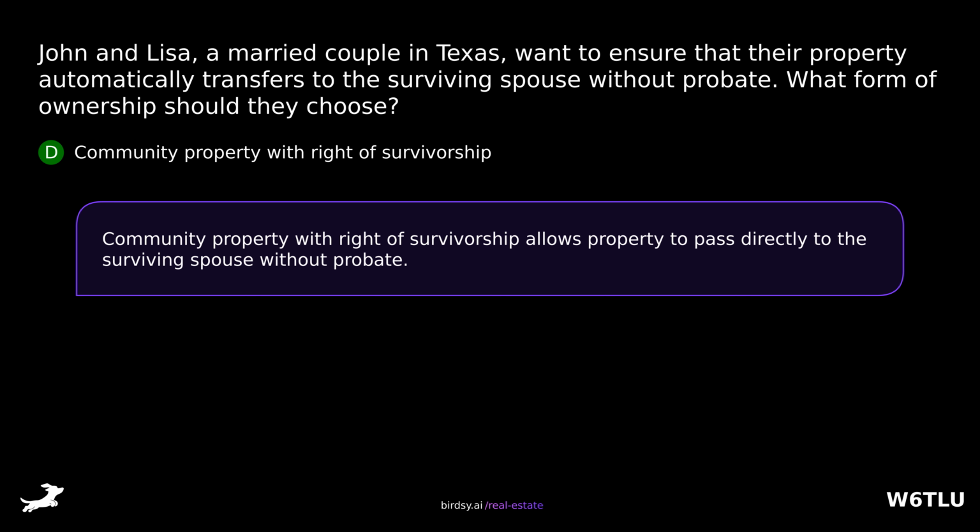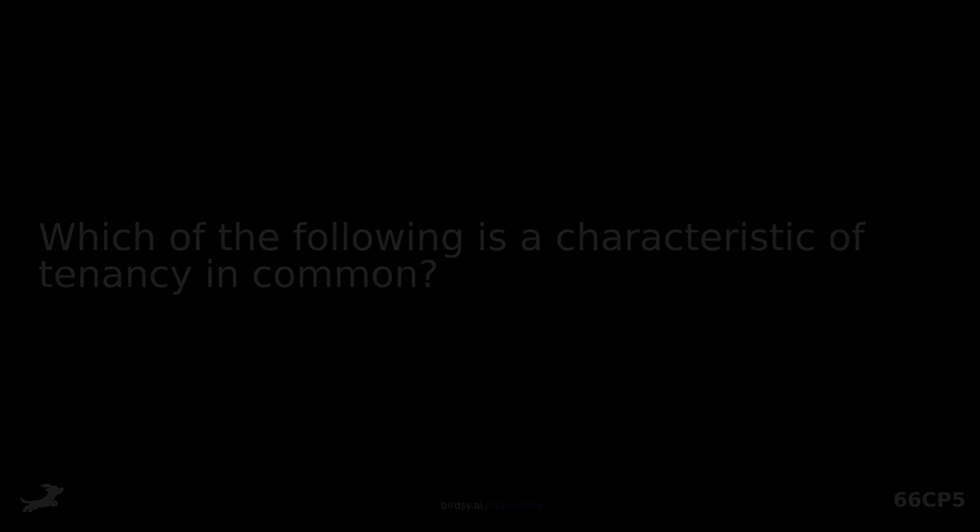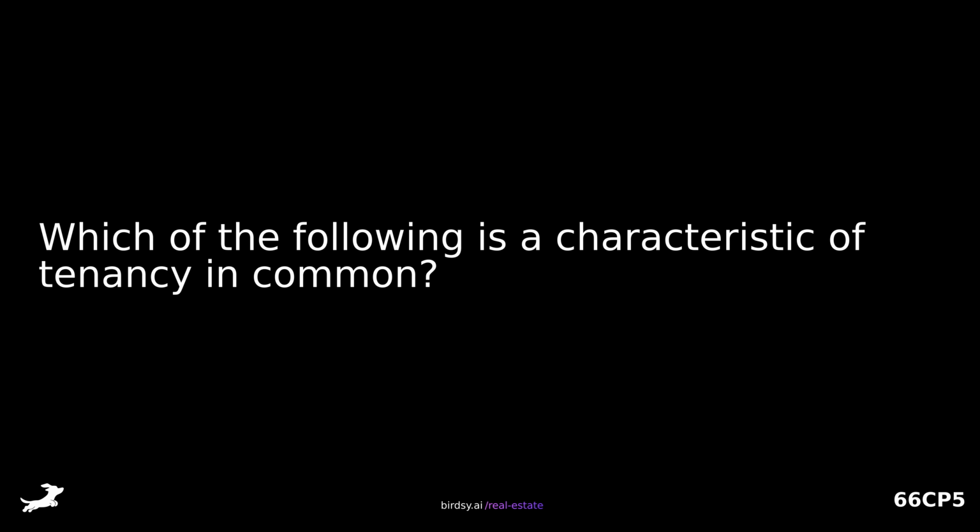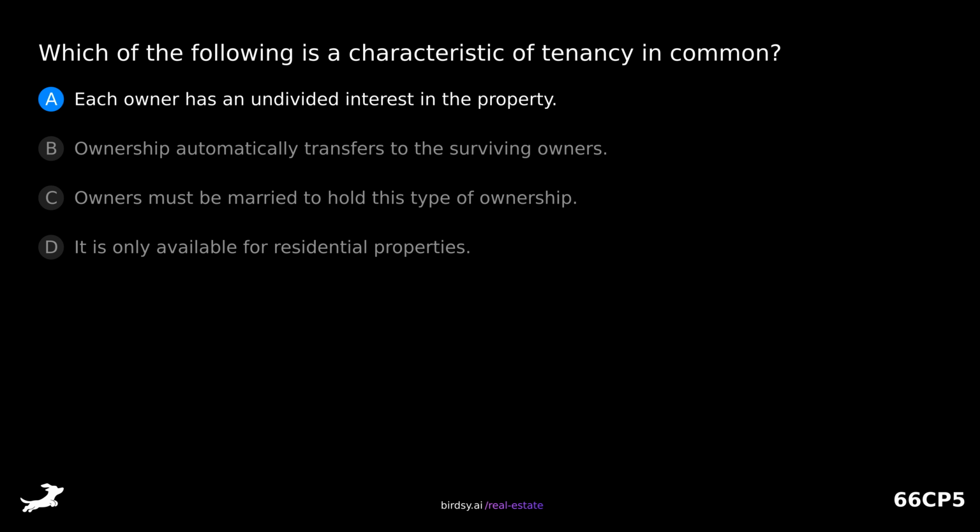Community property with right of survivorship allows property to pass directly to the surviving spouse without probate. Which of the following is a characteristic of tenancy in common? Is it A, each owner has an undivided interest in the property, B, ownership automatically transfers to the surviving owners, C, owners must be married to hold this type of ownership, or D, it is only available for residential properties?